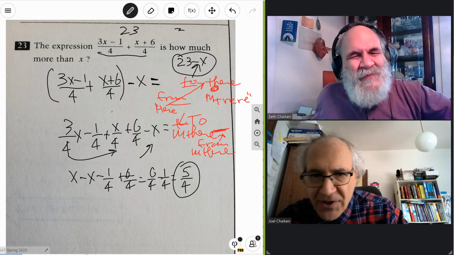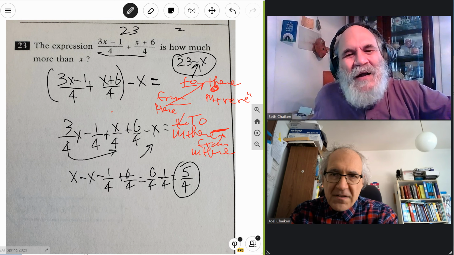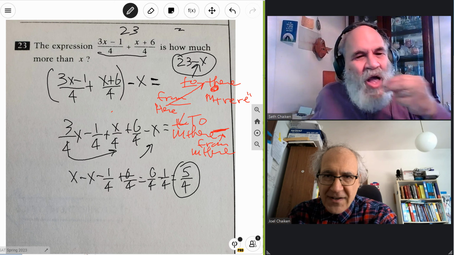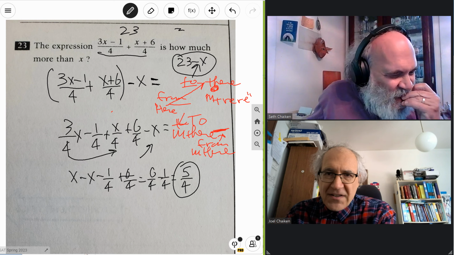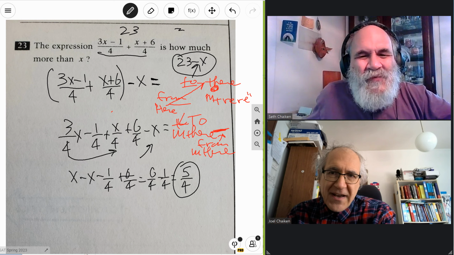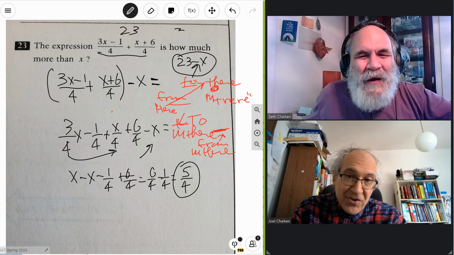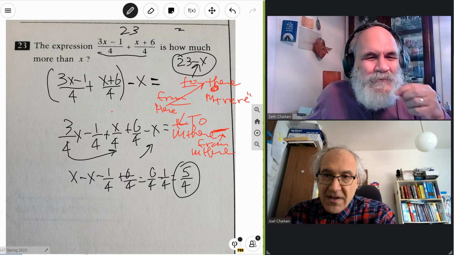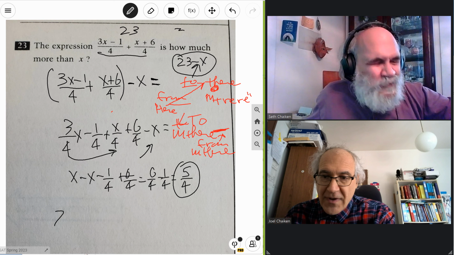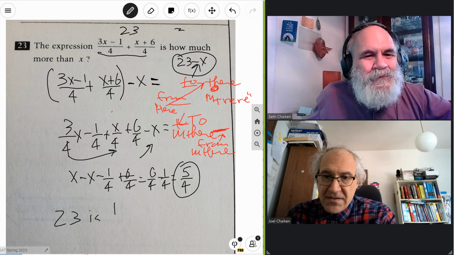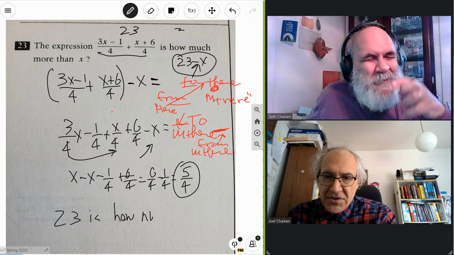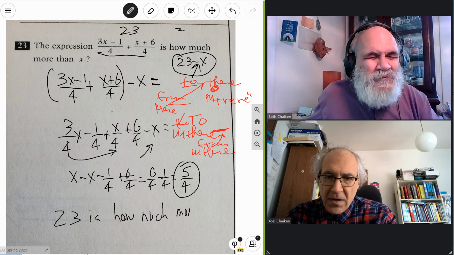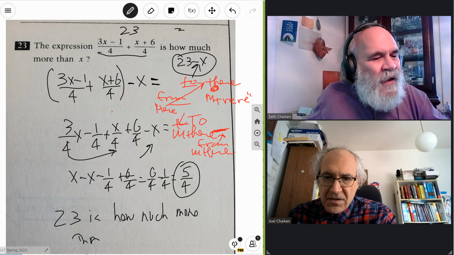The other way to view it, which is helpful, is you put the 23 in, but even this is confusing. The expression 23 is how much more than x. Maybe to get a little more insight into this, you could try doing this problem: 23 is how much more than 21.